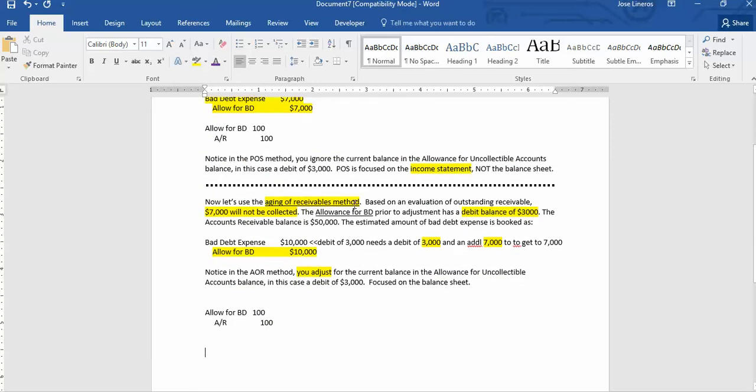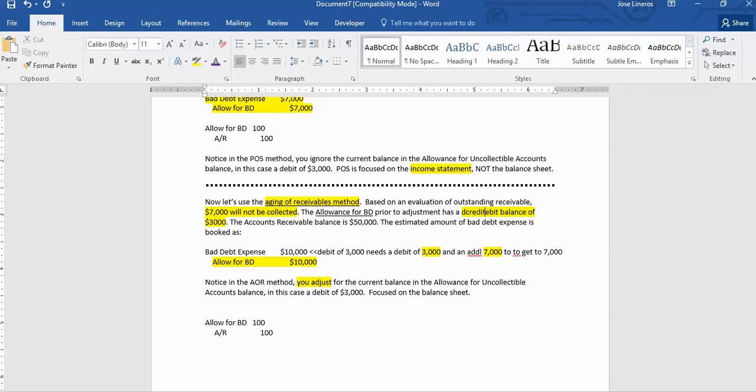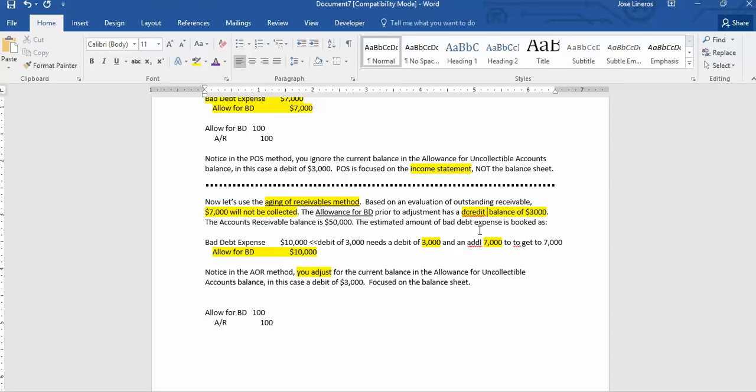When you're working with the aging of receivables method, though, it's a little more complex, because you have to say, hey, well, how much is in there now, and what do I need to do to get that to the right balance? Keep in mind, let's say, for example, just so we can be cognitively flexible here, let's assume that instead of a debit, this was a credit balance. Instead of a debit, let's assume it was a credit balance of $1,000.